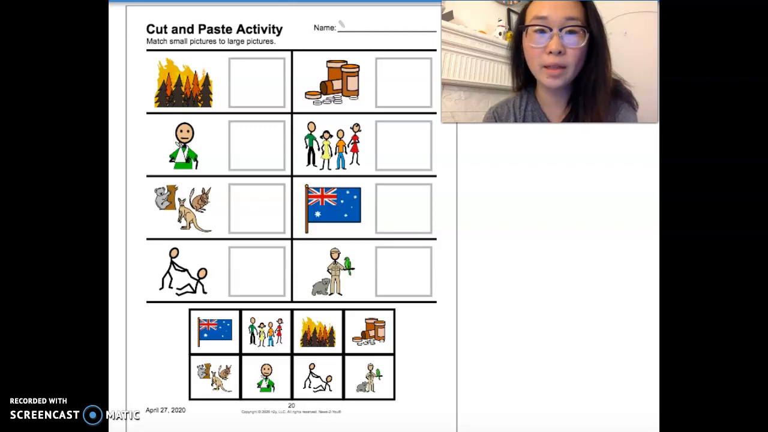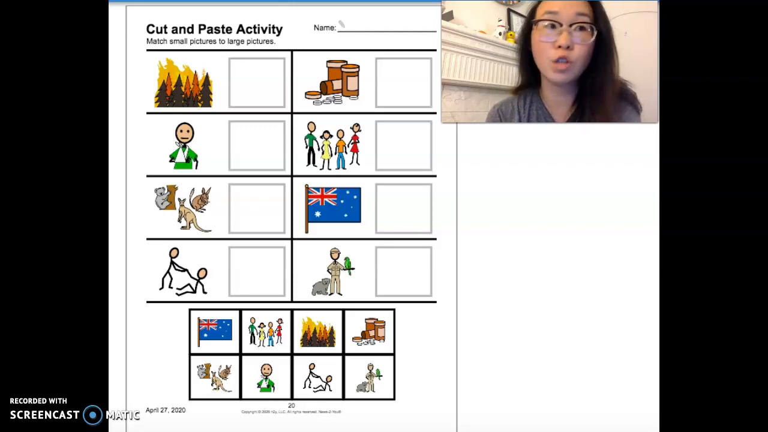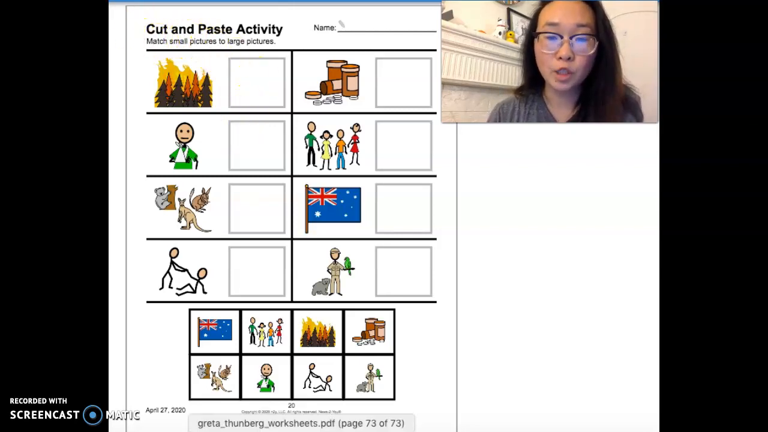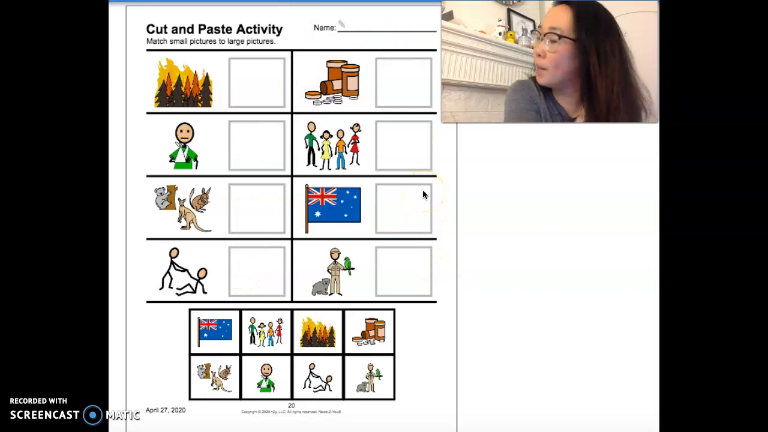So we are going to be doing the cut and paste activity. If you do not have this page, then you are probably working on the think page, which is the other video. So for the cut and paste activity, we're going to match small pictures to large pictures. So cut out your small icons down here, and we're going to copy and paste them to the matching icons.